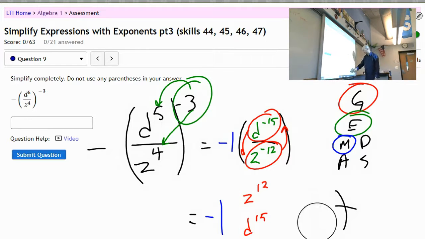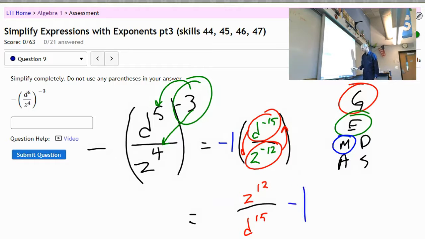Here's the easiest possible way to multiply this. Flip. Multiply the z to the power of 12 over d to the power of 15 times -1 gives me a negative answer. Multiplied by -1, and now it's negative z to the power of 12 over d to the power of 15. Final answer. Yay.